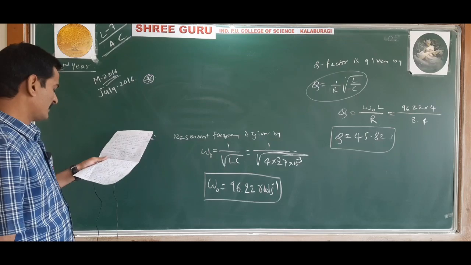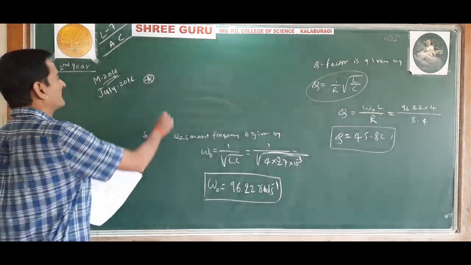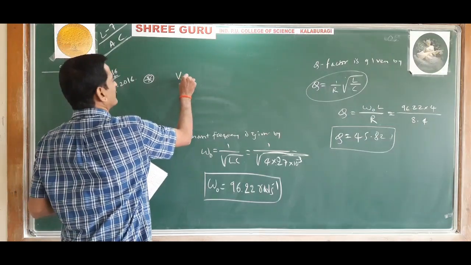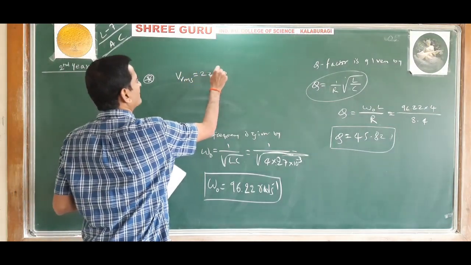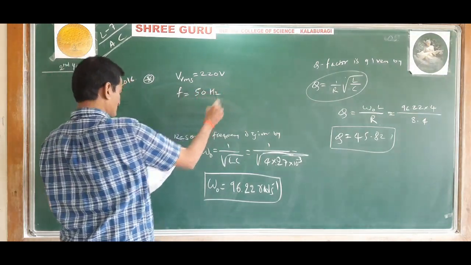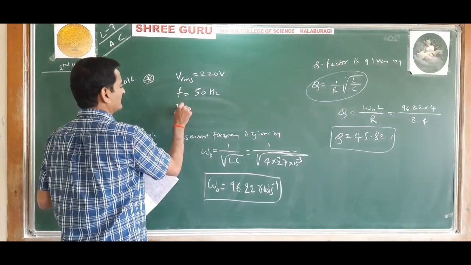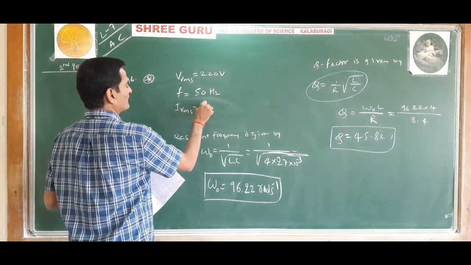An inductor and a bulb are connected in series to an AC source of 220 volt. That is VRMS. VRMS is given as 220 volt and frequency is given as 50 hertz. A current of 11 ampere, that is IRMS, flows in the circuit.